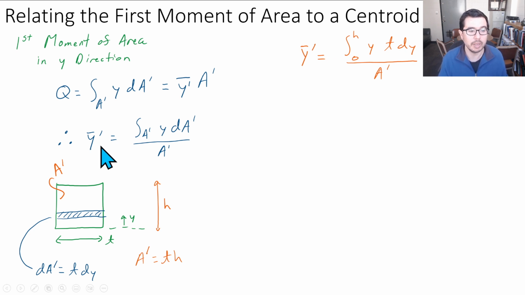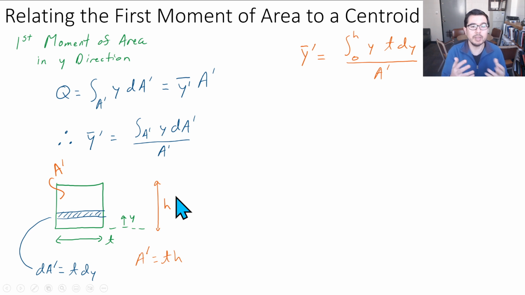Now we go back to the equation for calculating the centroid as y bar prime. What is y bar prime going to tell us? It's going to tell us where, in terms of this y parameter, so only in the vertical direction, the centroid of this area is. So we plug in the t dy for the dA prime, and we have y already in there, and we're going to go from 0 to h.